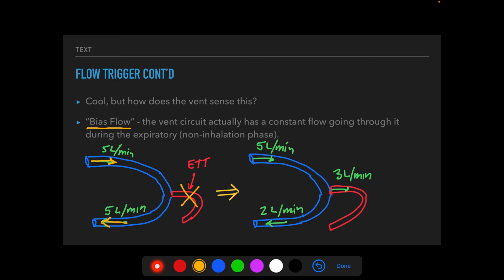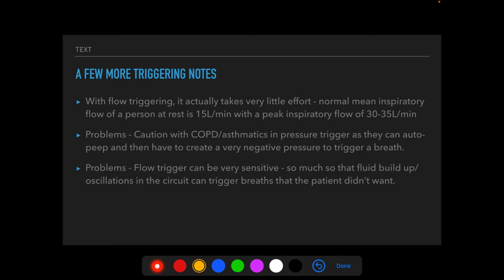However, if the patient attempts to trigger a breath, of those 5 liters going out, let's say they pulled 3 liters into their lungs, and so the vent only gets 2 liters per minute of flow back. And as long as your flow trigger is set correctly, the vent is going to sense, hey, this is clearly the patient trying to trigger a breath. I'm going to help them out and fire off a breath for them, with them, I should say.